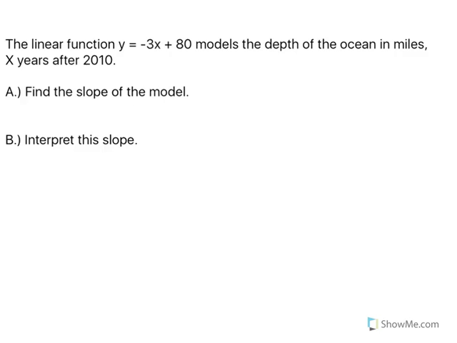The linear function y equals negative 3x plus 80 models the depth of the ocean in miles x years after 2010. So first, part A, find the slope of the model. Well, the slope falls in front of x. So our slope is negative 3.